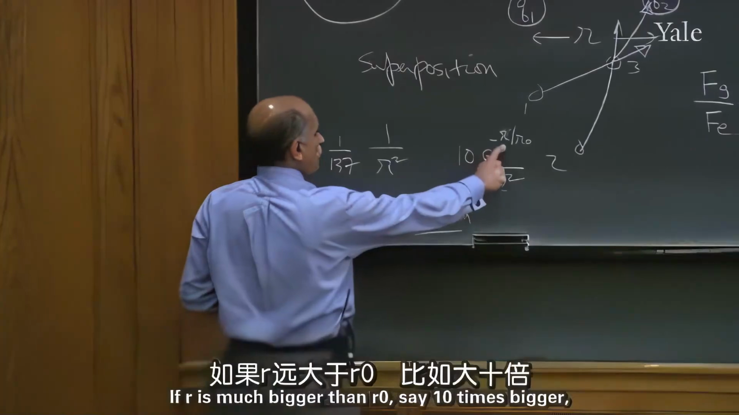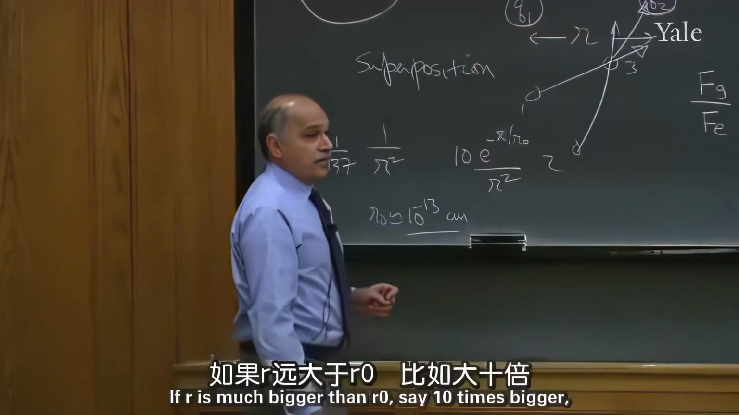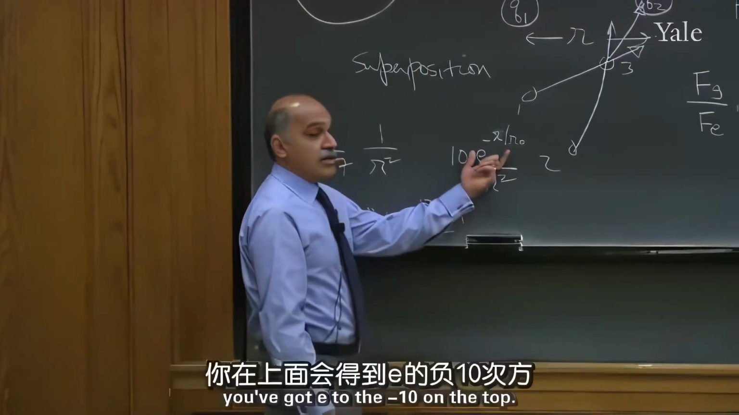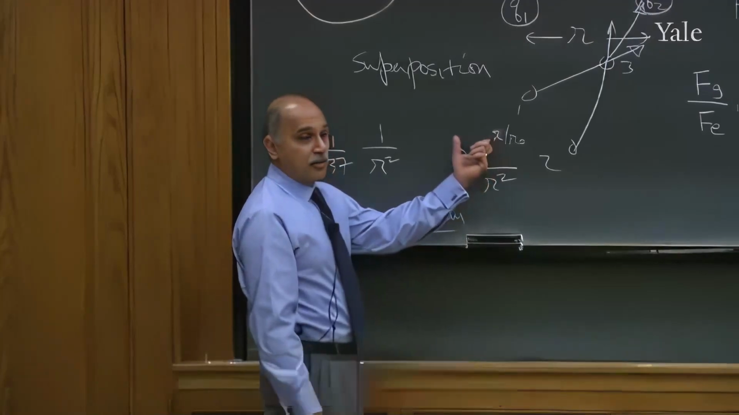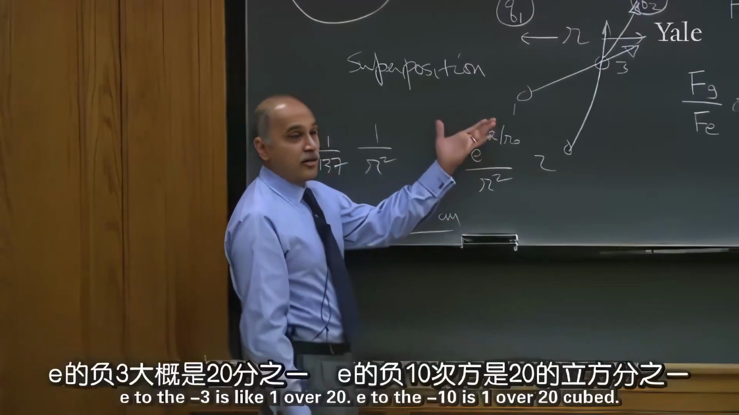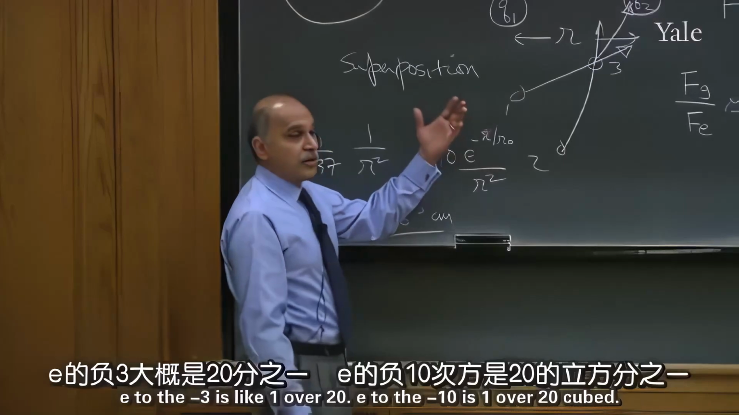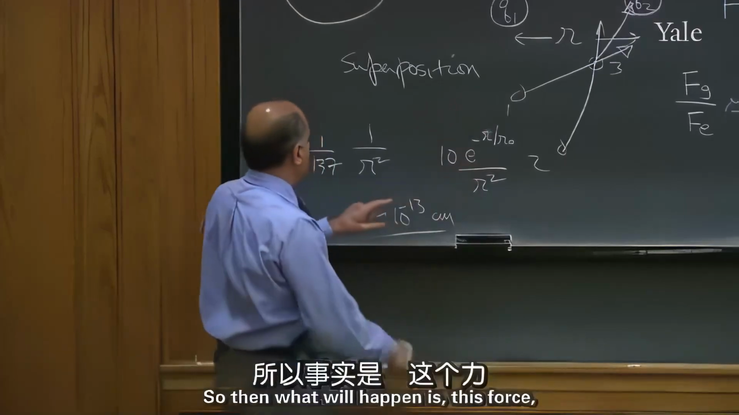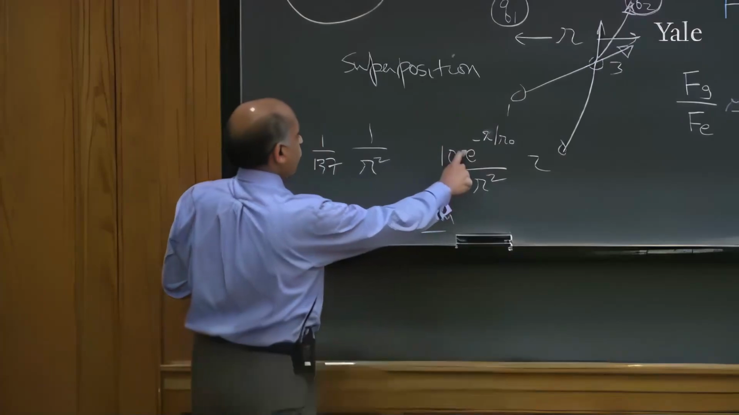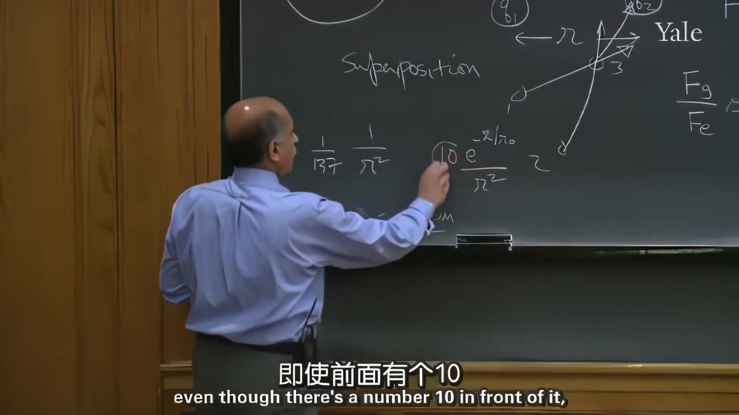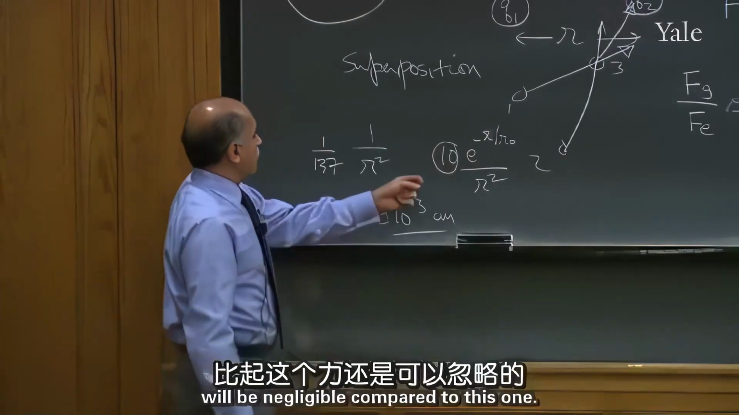If r is much bigger than r naught, say 10 times bigger, you got e to the minus 10 on the top. e to the minus 10 is a small number. e to the minus 3 is like 1 over 20. e to the minus 10 is 1 over 20 cubed. So then what will happen is this force, even though there's a number 10 in front of it, will be negligible compared to this one.